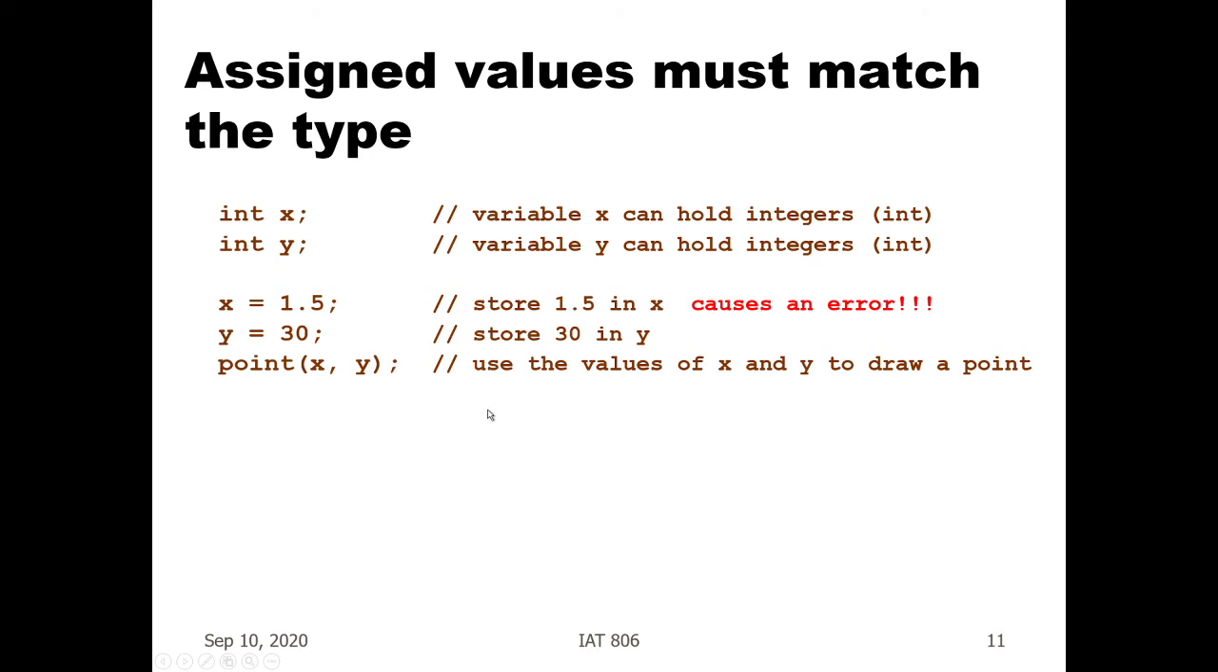Within Java, assigned values must match the type. Java doesn't allow the programmer to make types up as you go along. You have to specify the type in advance, and you have to go along with your specification. So here we say int x, int y. It says that those two hold only integers. When we say x equals 1.5, 1.5 is not an integer. It's a real number, or a floating point number, as it's known in Java. And this would cause an error because there's a type mismatch between this thing here, the floating point value, and x, which is an integer.